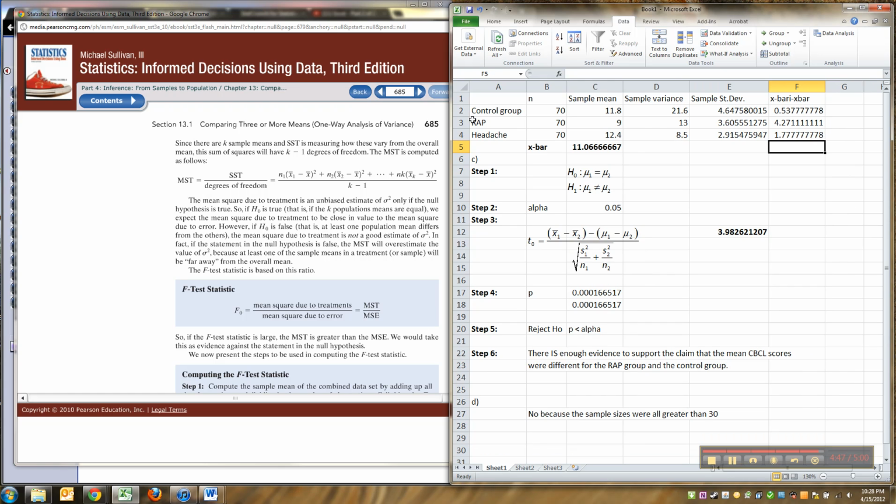I'll be back to find the next part. So we found part of that numerator up here. So we'll find the rest of it in the next video.